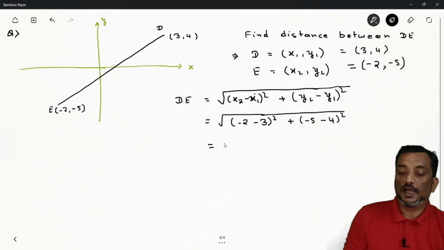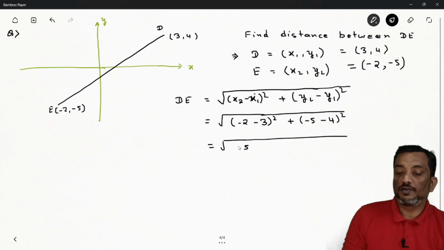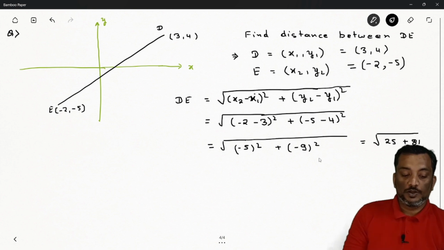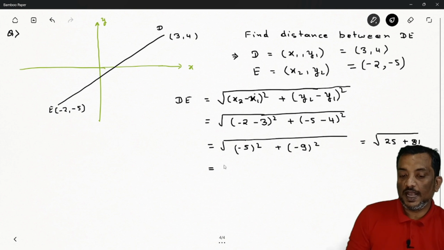Now apply. So they both will add here. So -2 and -3. So it becomes -5 whole square. Same with -4 and -5. You will get how much? -9 whole square. Okay. Now you can solve this one. So -5 whole square is what? 25 and -9 is 81. Okay. So now you can add them. So it will come 106.